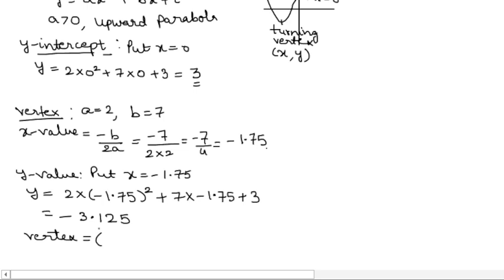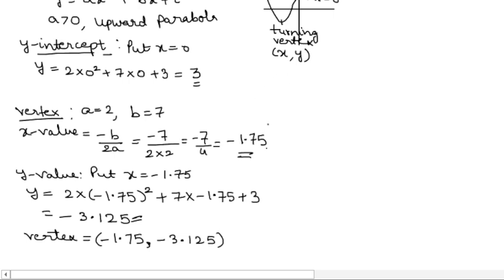So I can say in the end that my vertex, or the turning point, for this particular parabola is, you always are supposed to write the x value and then the y value. So my x value is this, negative 1.75, comma, my y value is this, negative 3.125. So this is my vertex.